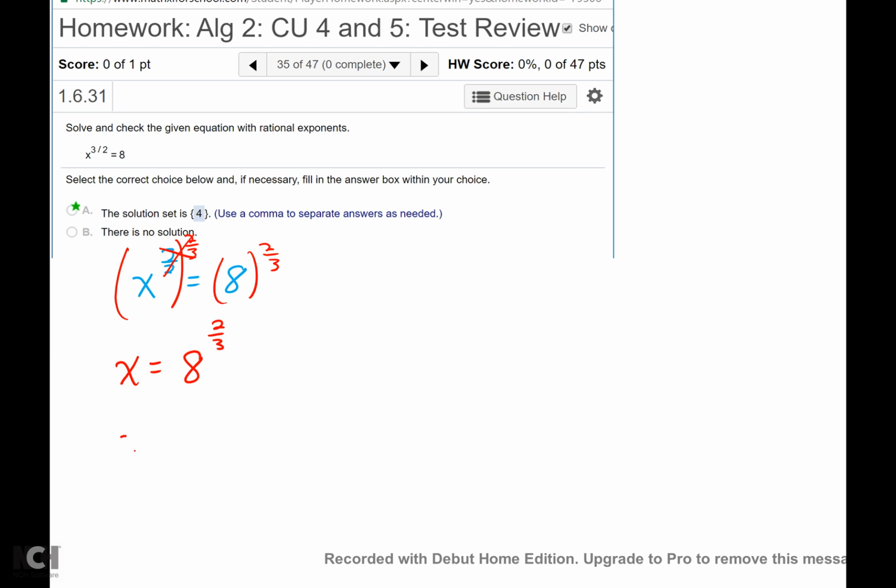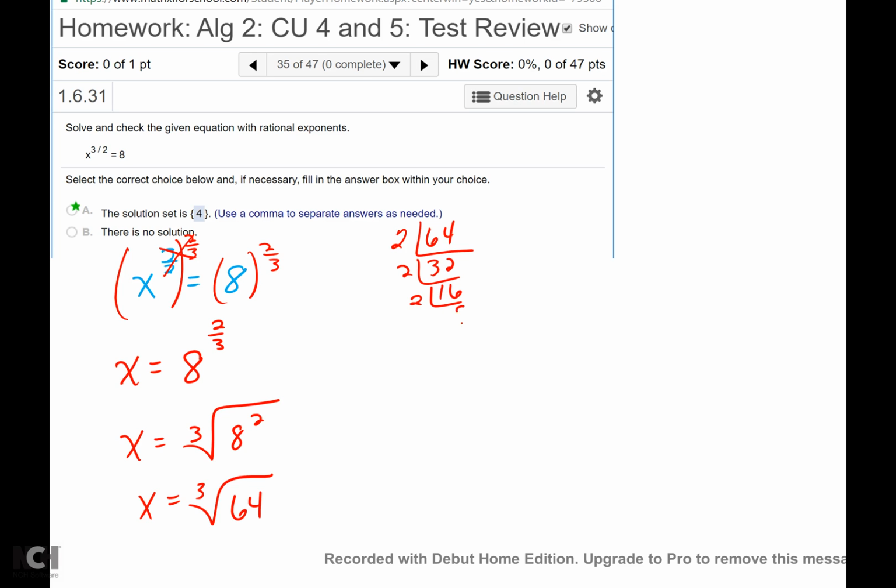So we're going to put it back in radical form, which would be the cube root of 8 squared, which would be the cube root of 64. And if I break down 64, by 2 is 32, by 2 is 16, by 2 is 8, by 2 is 4, by 2 is 2. Perfect 2, perfect 2, perfect 2. Right? Oh, whoa. Sorry, we're not doing square roots, we're doing cube roots. So it takes 3. There's a perfect 2, and there's a perfect 2, and 2 times 2 is 4.